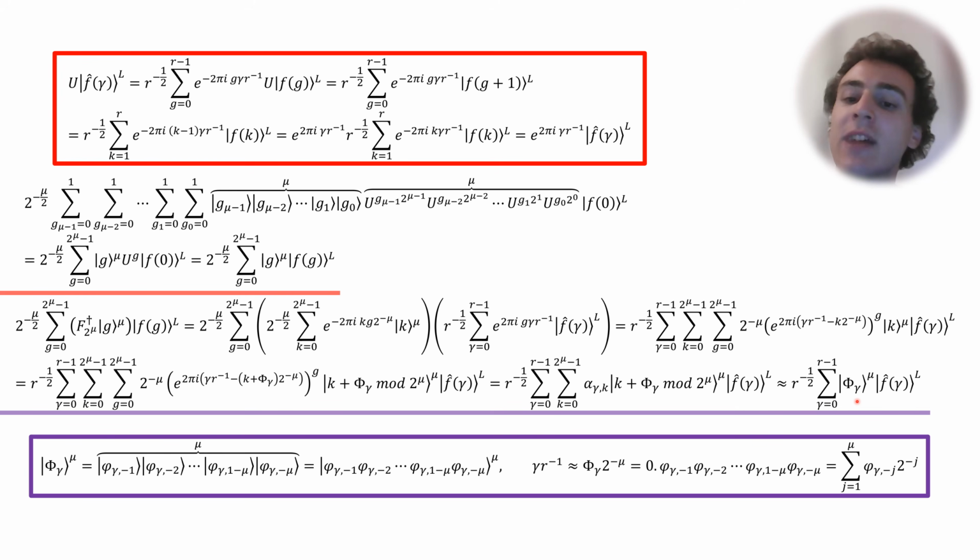Now we have several options that we can measure, and those options are specified by the index gamma. Let's have a look at the purple box. It's going to give us more insight into this notation. So this capital phi sub gamma can be expressed as this quantum state with mu terms over here. And each of these are single qubit states.